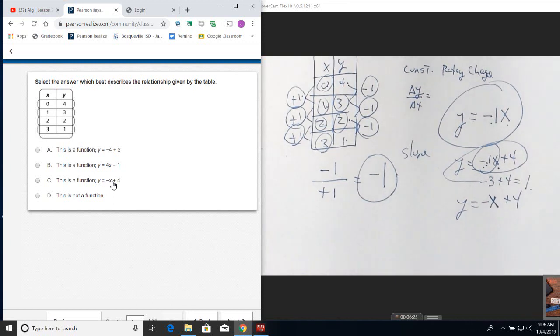Plus 4. So is it a function? Yes or no? 0, 1, 2, 3. If all those x's are different, then yes, definitely that's a function. So there's no doubt that that's C. Let's go to the next one.